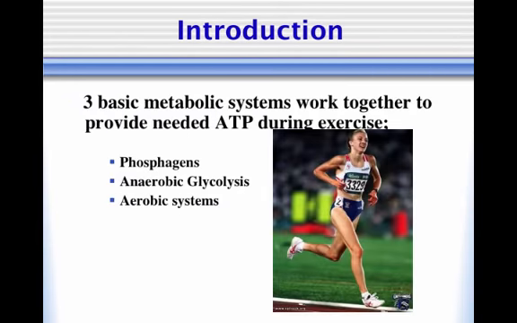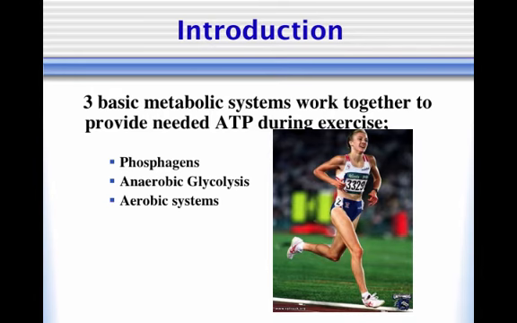Slide 3. There are 3 systems that work together to provide consistent and needed ATP during exercise. Although we will discuss these systems individually, realize that all 3 consistently work together depending upon the needs of the body. The 3 systems are the phosphagen system, which is also known as the PC system or the phosphocreatine system.